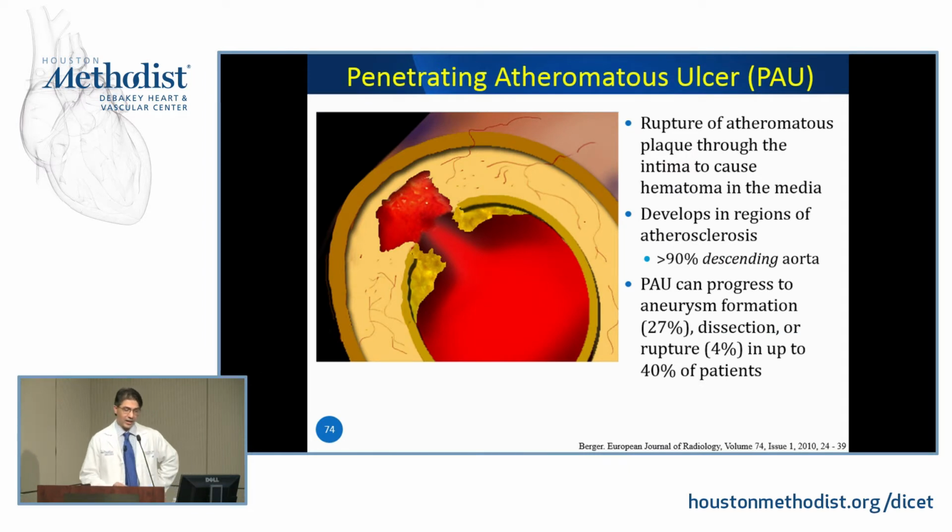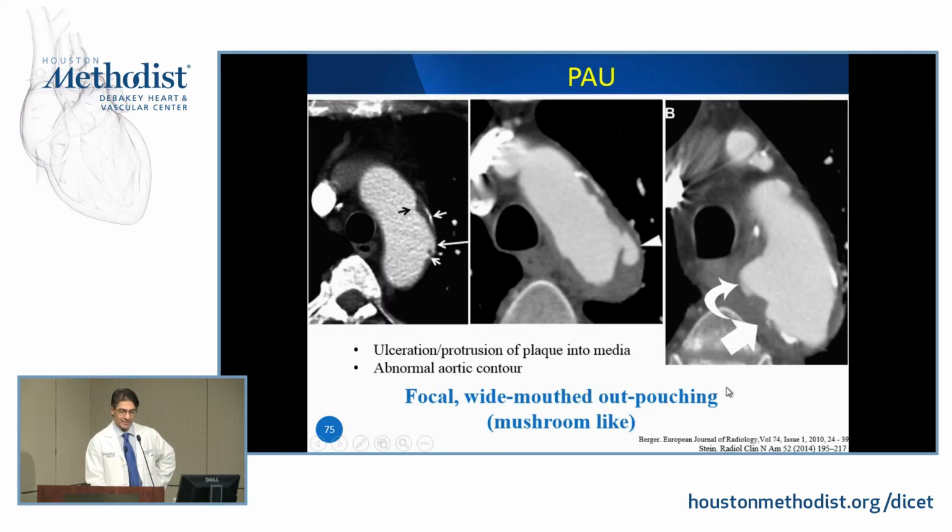Penetrating aortic ulcers, atheromatous ulcers, are basically always in areas of dense atherosclerotic plaque where you have bleeding into the media and this invagination into the wall of the artery. Here are some classic examples of that using CT. This is where you've got blood now into the media of this vessel. They're focal, wide-mouthed outpouchings, generally in areas of heavy atherosclerosis.